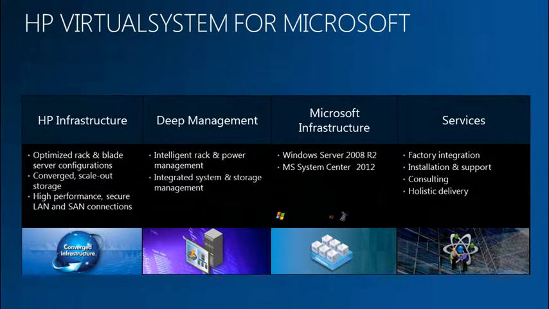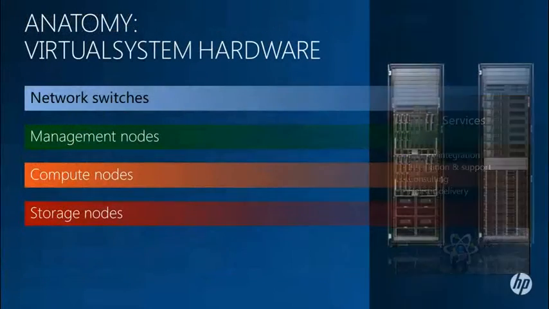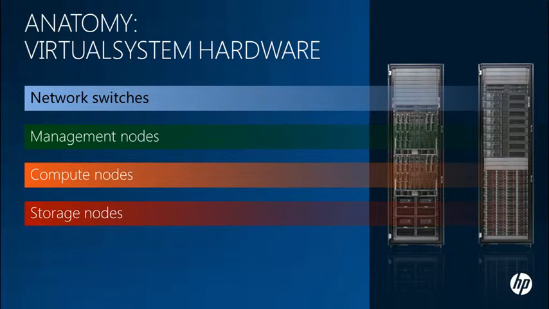So what is a virtual system? A virtual system covers lots of components. It comes to you as a complete solution, ready to be set up and deployed. But underneath, there's HP infrastructure, there's integrated management, there's the Microsoft infrastructure for private cloud, and last but not least, there are services that we have that can help you get this up and running in as short a time as 5 days. So those are the core components. Underneath those components, we say network switches, management nodes, compute nodes, and storage nodes.